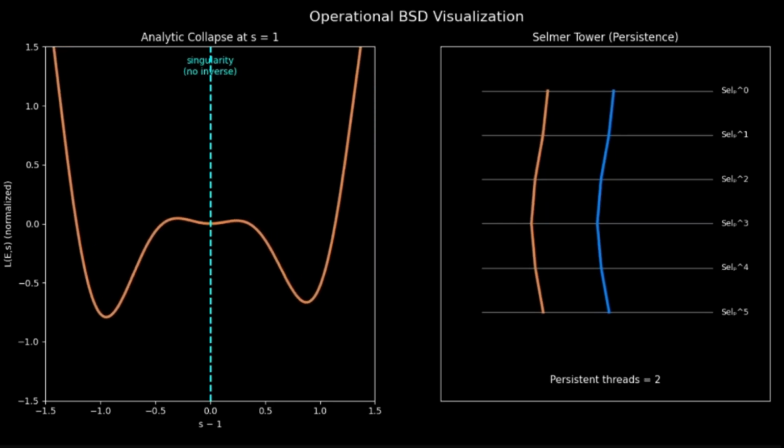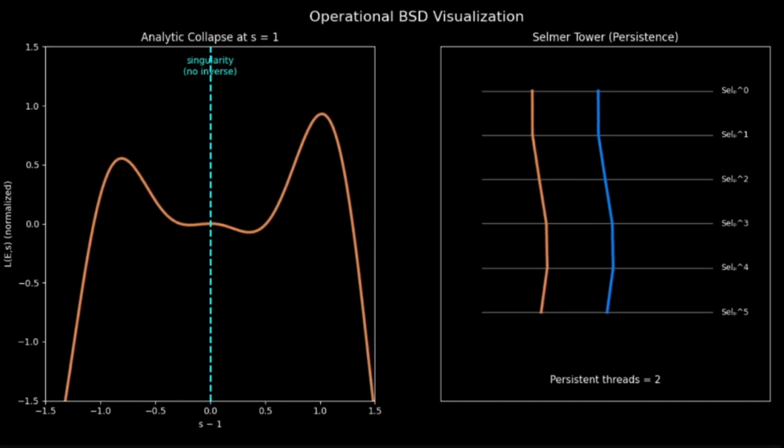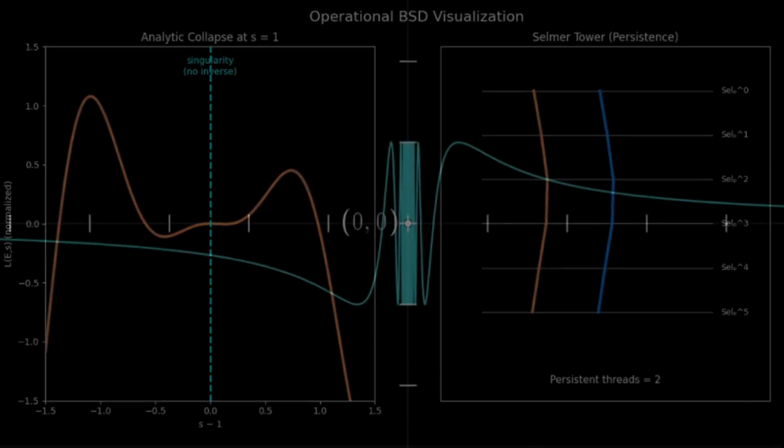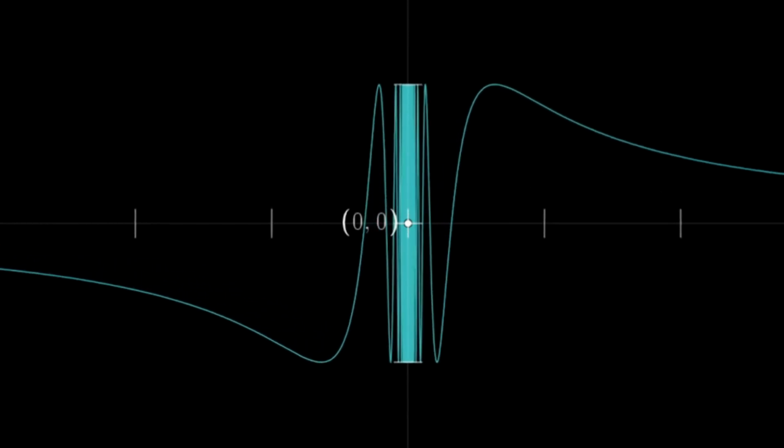The conjecture then says something surprisingly simple. The number of unresolved problems equals the number of threads that survive every layer. It's not about rebuilding what collapsed, it's about recognizing what never disappeared.